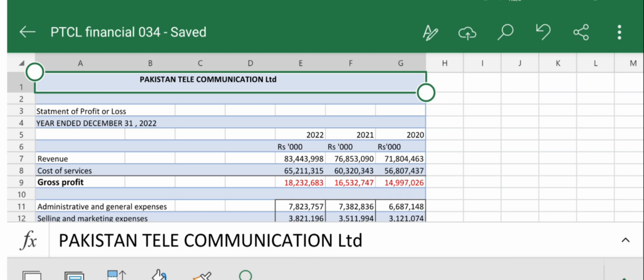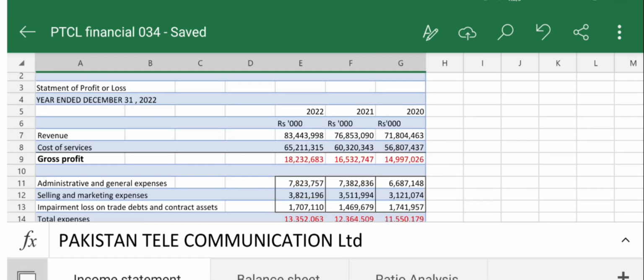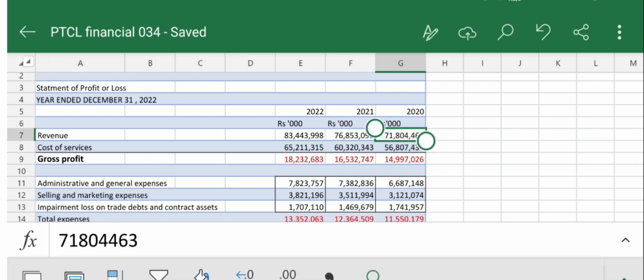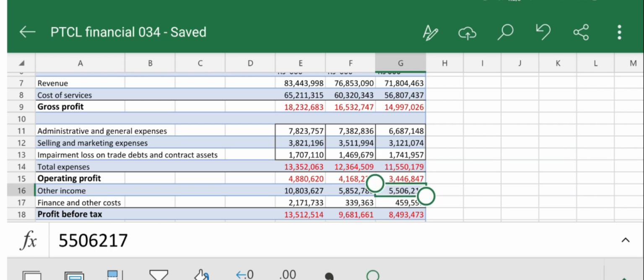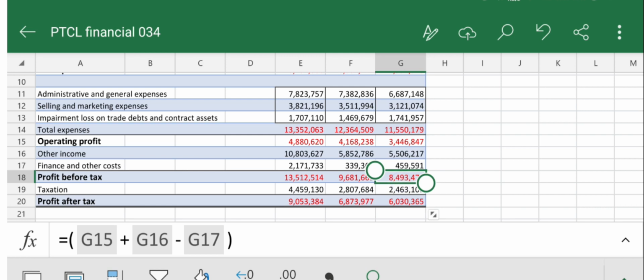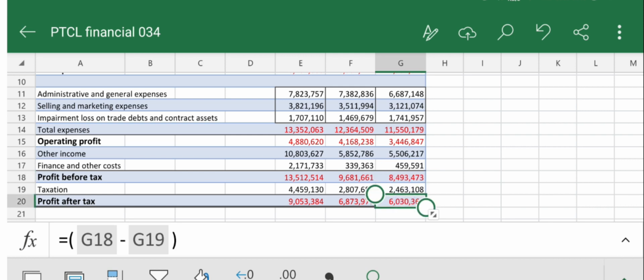Firstly, I present to you the financial statement of profit and loss, or income statement. We have a 3-year income statement: 2020, 21 and 22. In 2020, we have revenue of 71 billion, and minus the cost of sale we have the gross profit. From that we minus total expenses, and then we have an operating profit. Then we add other income, then minus the interest or finance cost, then we have a profit before tax, then minus the tax, and we have a profit after tax.